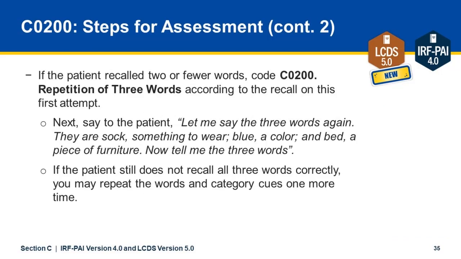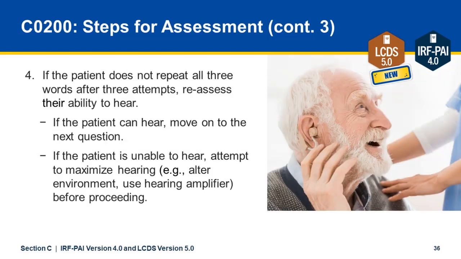So let's think about coding and next steps. If the patient recalled 2 or fewer words, code C0200 repetition of 3 words according to the recall on this first attempt. Then, next, say to the patient, "Let me say the 3 words again. They are sock, something to wear, blue, a color, and bed, a piece of furniture. Now, tell me the 3 words." If the patient still does not recall the 3 words correctly, you may repeat the words in category cues one more time.